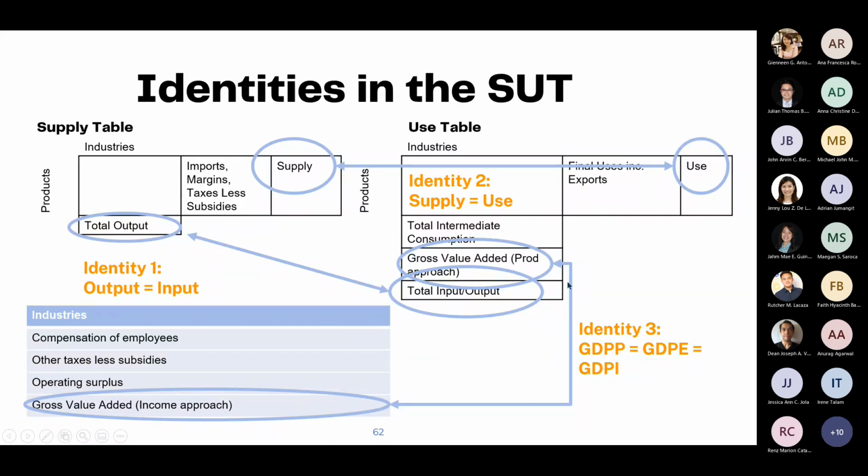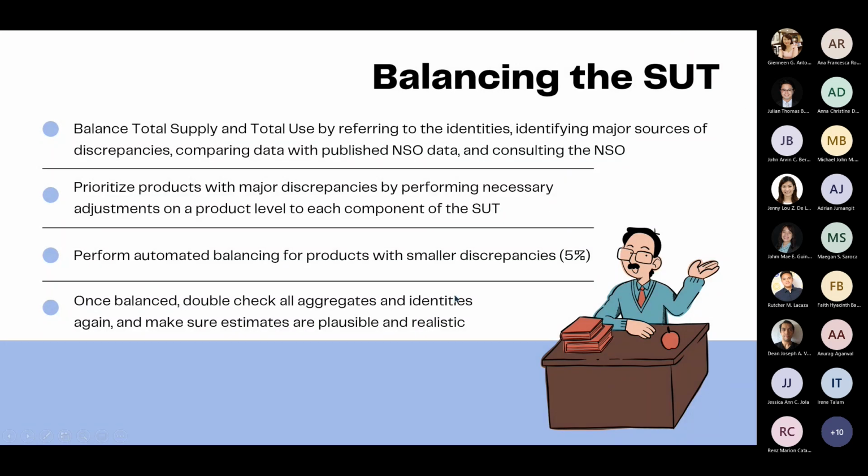So these three will match each other when we have a balanced supply and use table. Okay, so now that we've gone to the discussion of balancing the supply and use table, we have just a few guidelines here on how we can balance the supply and use table. So assuming that we have all data for all components, the next step is to balance them.